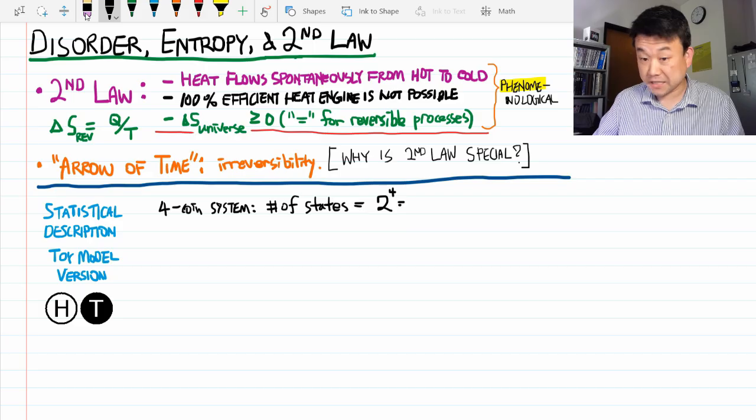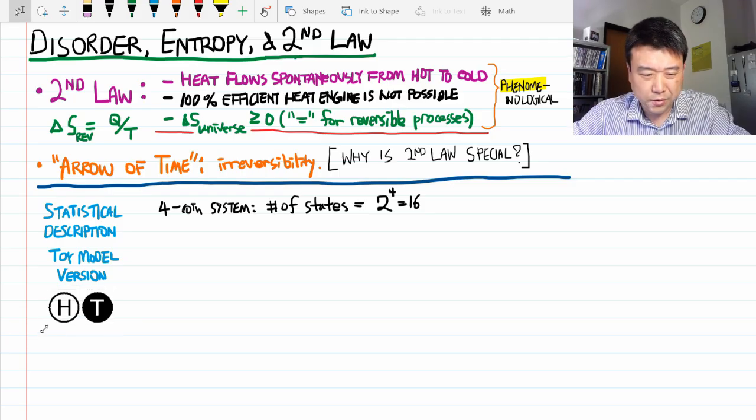So this is 16. Still kind of large, but not as large as it would have been if it was raised to the 25th power. Alright, so let me just list them all. I gotta make these coins smaller if I'm gonna fit them.